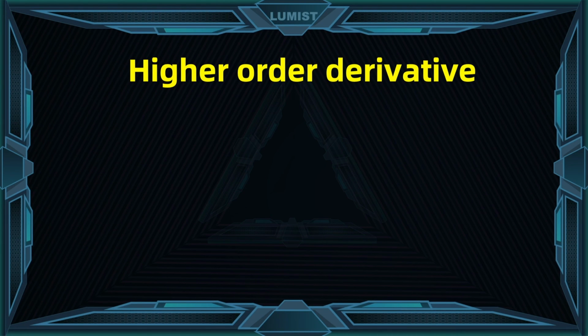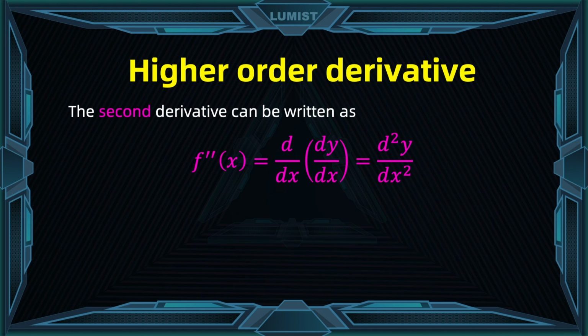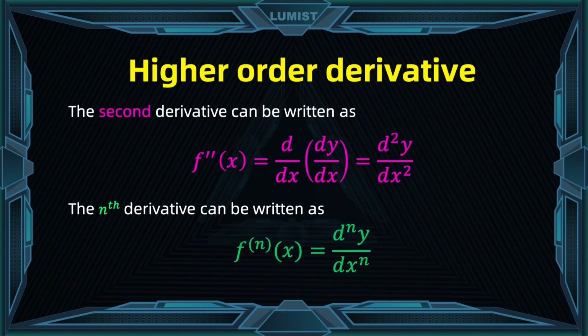Differentiation is an operation on functions that we can apply multiple times. For example, you can take the first derivative, and the next step would be the second derivative, which can be written as f double prime, or d squared y over d x squared. This is the notation for the second derivative. The nth derivative can be written as f superscript n. So it's not the power: f^(n)(x) equals d^n y over d x^n.